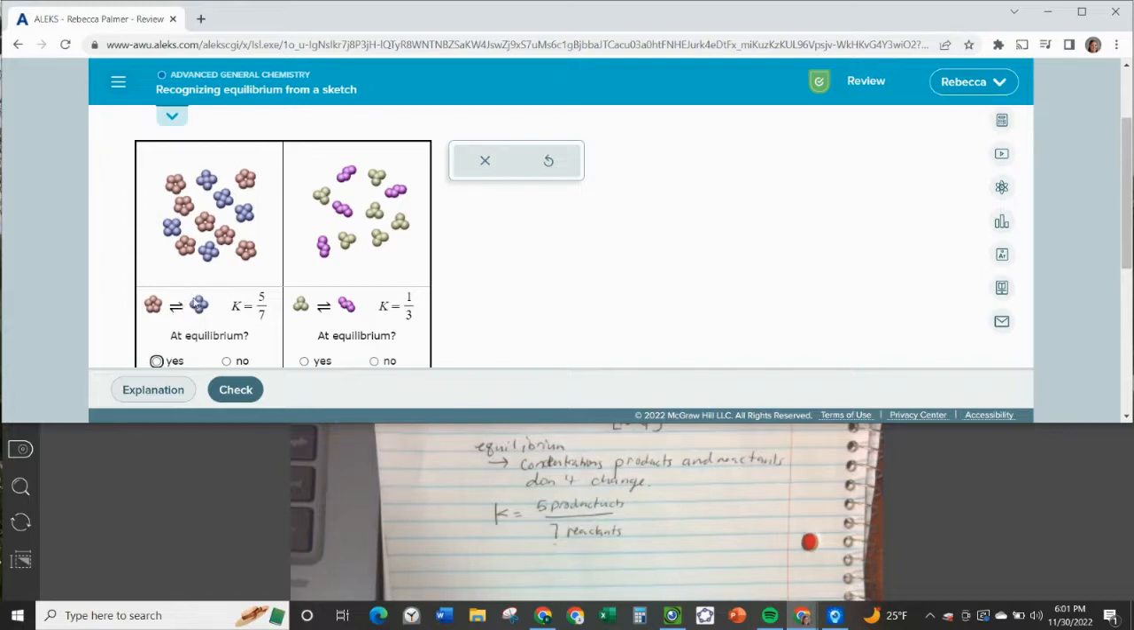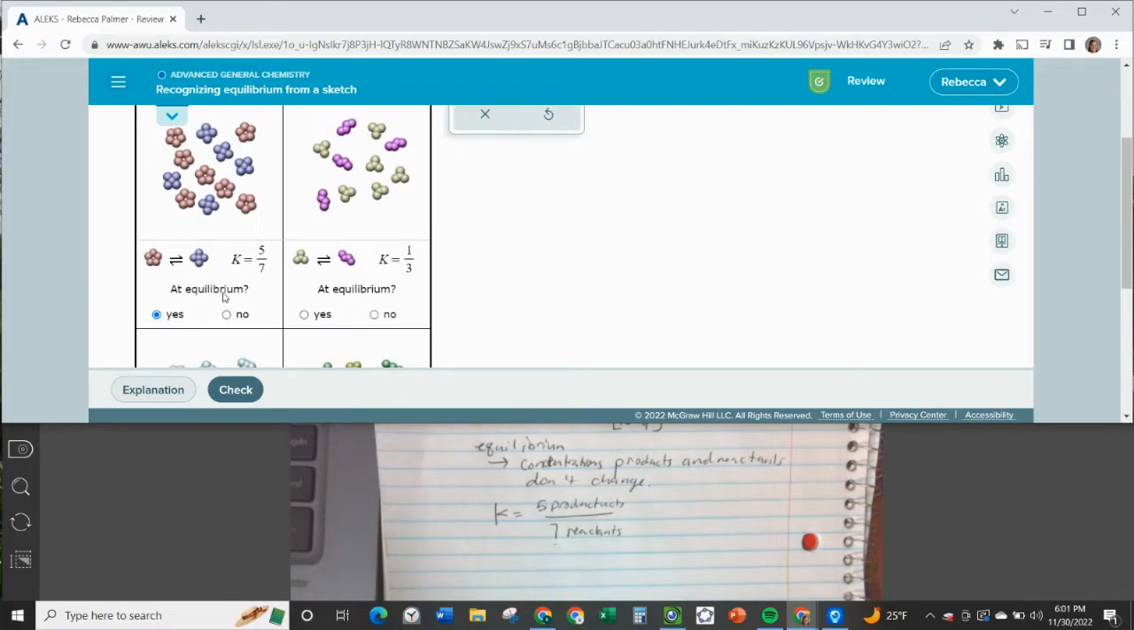So I'm going to look at the blue things and see how many I have. I have 1, 2, 3, 4, 5. Okay, I have 5 of those. And I have 1, 2, 3, 4, 5, 6, 7 of the reactants. So this one will be at equilibrium because I have 5 products for 7 reactants.